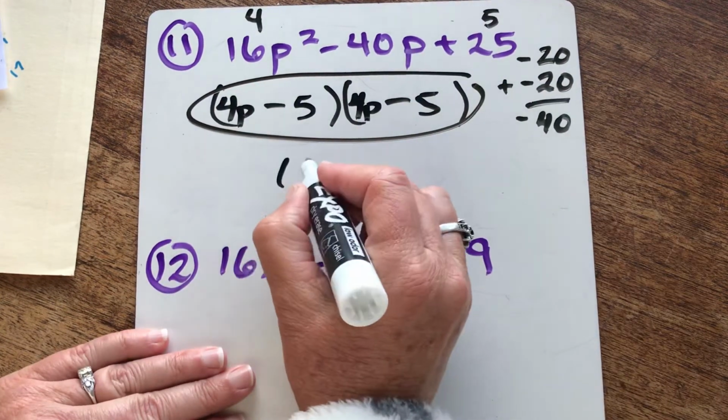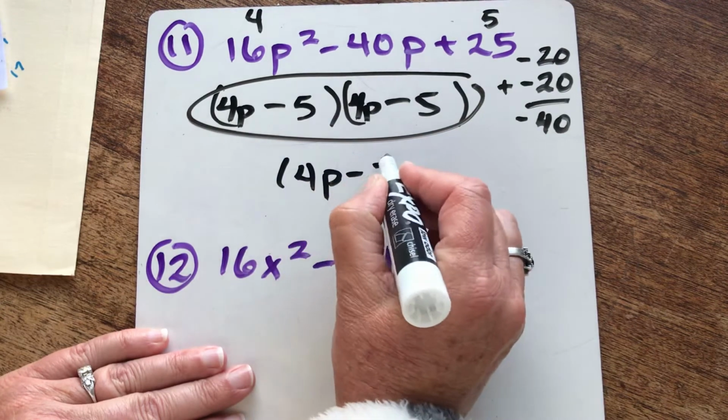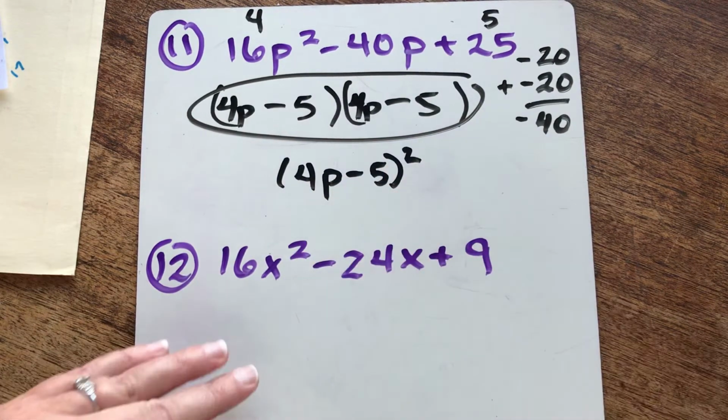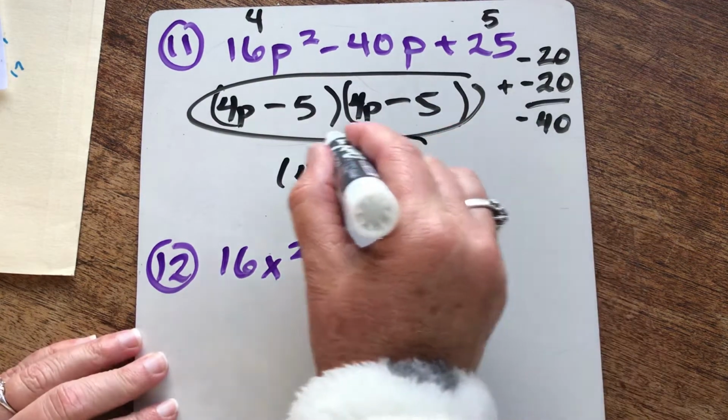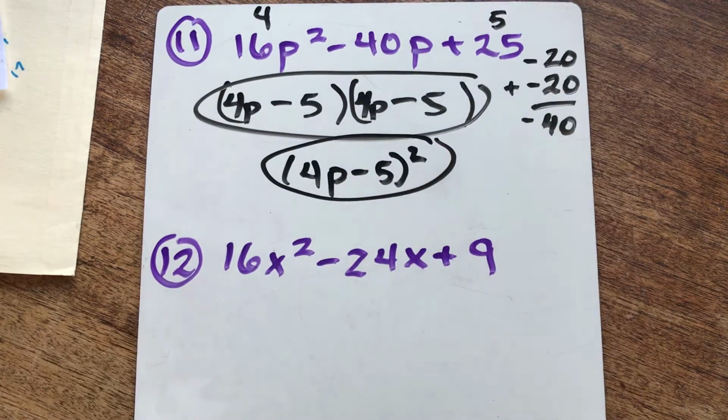Notice, you could write the answer like this, because we have two of the exact same things. It doesn't matter which way you write it. Your teachers will like both ways. And then, of course, you could multiply it out and check your answer if you were feeling uncomfortable.